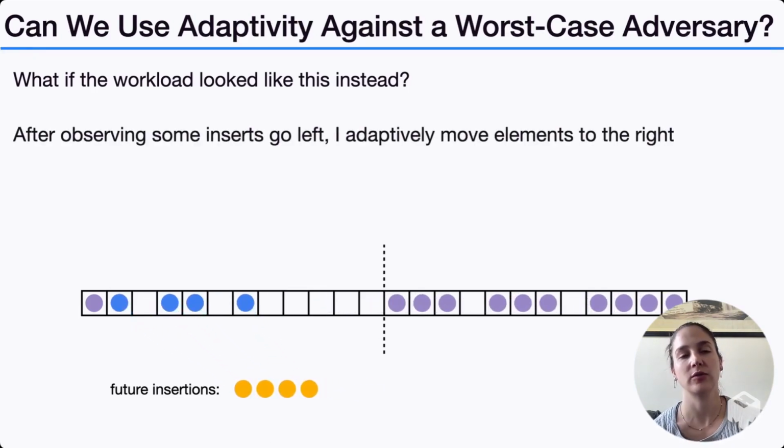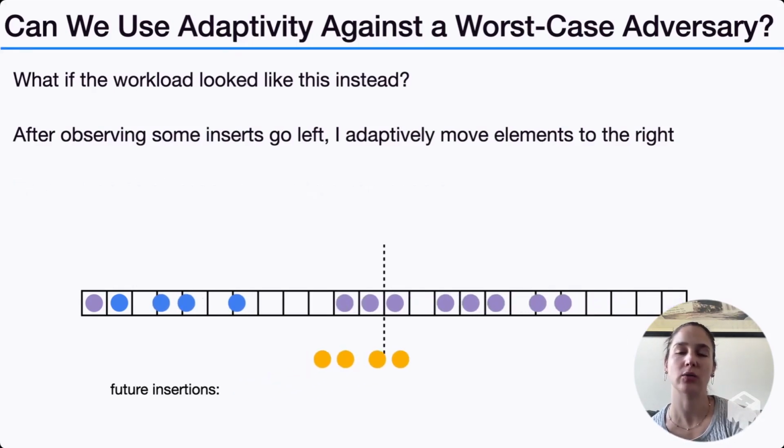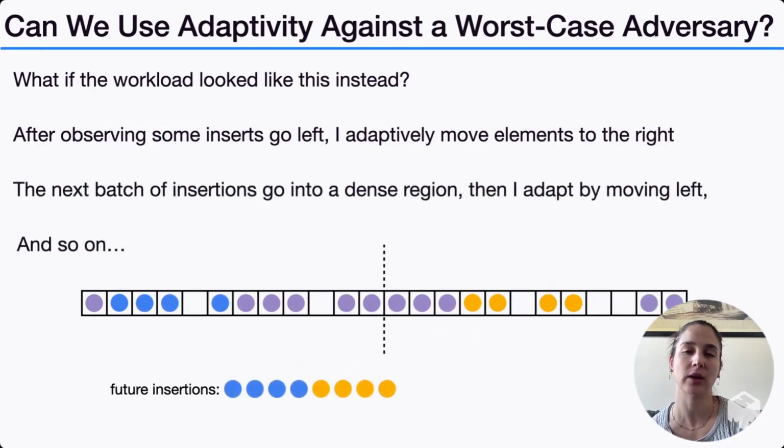meaning they give me a few inserts that go left, and then I adapt by moving a bunch of elements over to the right. Now this adversarial inserter that knows that I'm going to do this would just target all of these inserts into the dense region that I just created. So now when the remaining inserts go to the right, I have to move many more elements over than I would have had to if I didn't adapt. And then they could just alternate this back and forth, causing me to have a high cost algorithm.